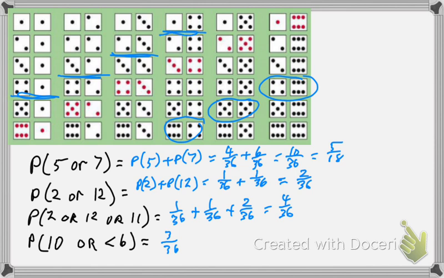So 1, 2, 3, 4, 5, 6, 7, 8, 9, 10. Notice there's no overlap there. The drawing even shows you that. So I've got 13 out of 36 is my probability. Now you might be thinking, where does all this probability stuff come in?